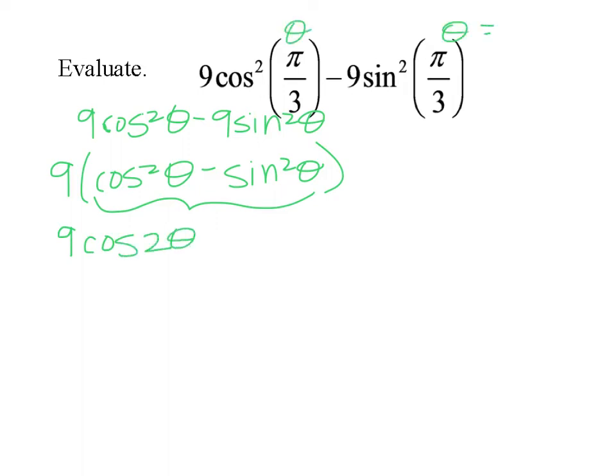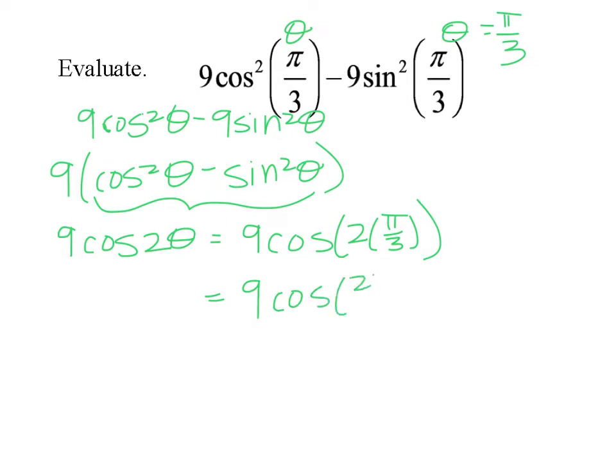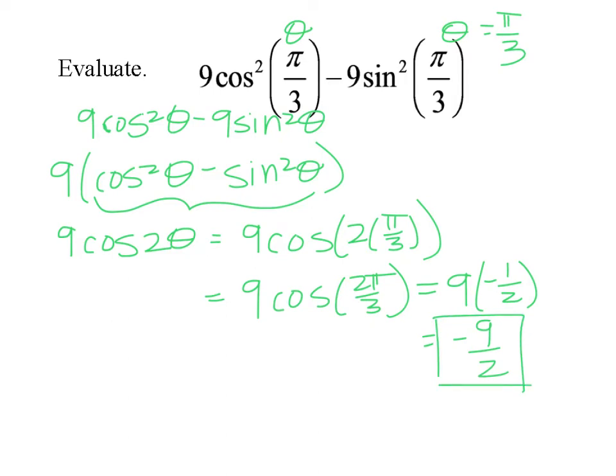Theta is equal to pi over 3. So 9 times cosine of 2 times pi over 3. So 9 times cosine of 2 pi over 3. Cosine of 2 pi over 3 is, if we look at our unit circle, negative 1/2. So this is going to be the same as 9 times negative 1/2. So negative 9/2, if you simplify that all the way down.